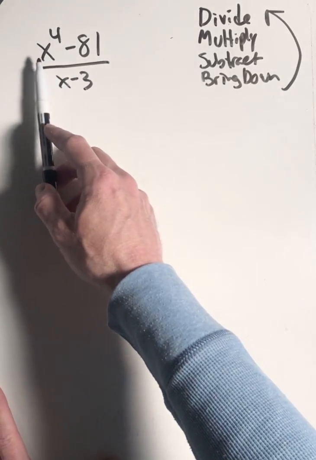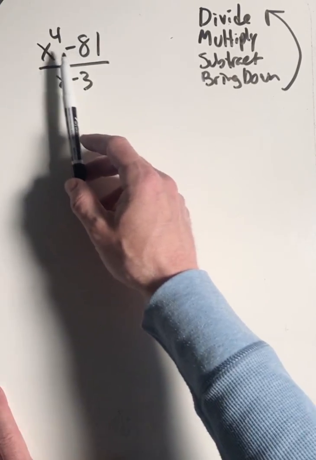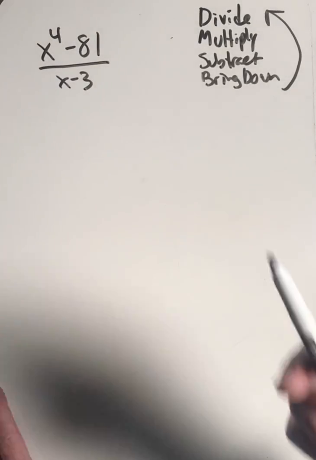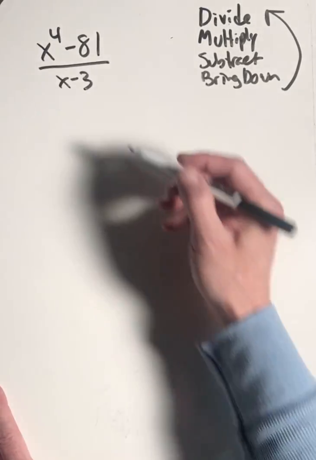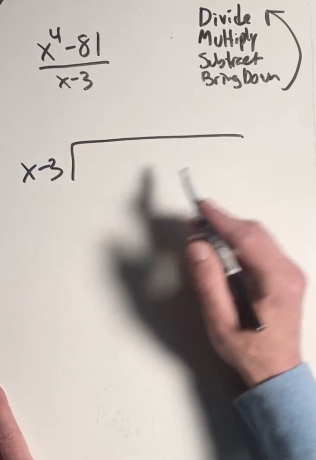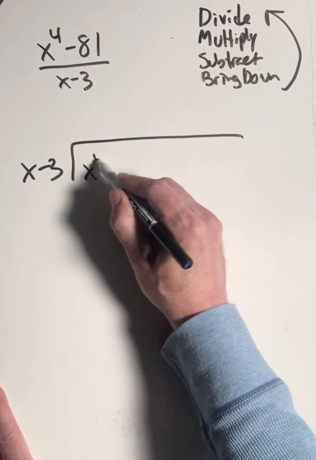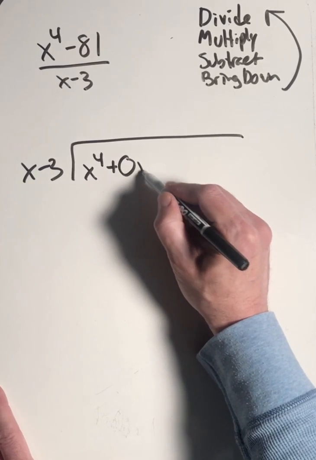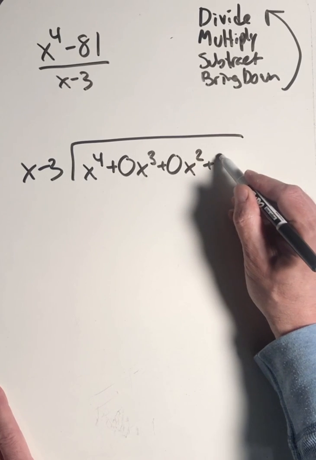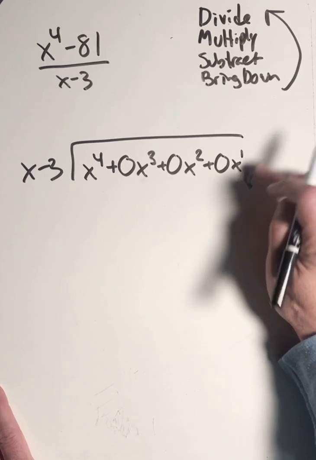However, since we only have an x to the fourth here and an x to the first here, we need to rewrite this polynomial including other coefficients of x to the third, the second, and the first power. So we would rewrite this as we're going to take x minus 3, and we will be dividing this polynomial by x minus 3. We're going to rewrite x to the fourth plus 0x to the third plus 0x to the second plus 0x to the first minus 81.